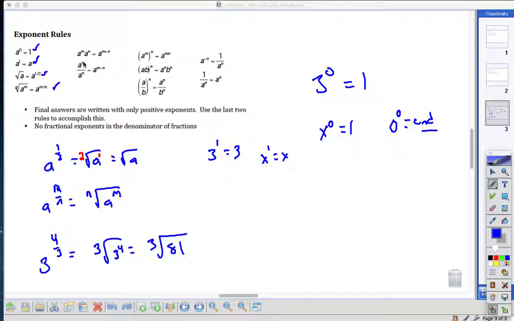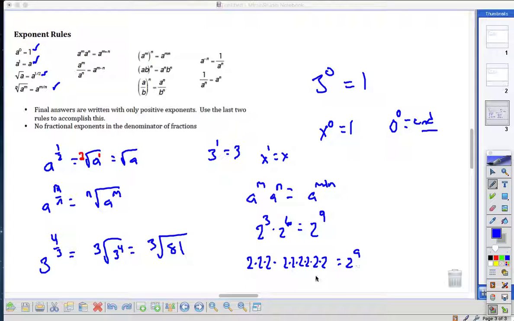Okay, the next set of rules you should know already. So we've got a to the m times a to the n, and the rule is you simply add the exponents. So if I have 2 to the 3rd times 2 to the 6th, this is going to be 2 to the 9th. We just add 3 plus 6. And the reason this works is because this is saying that I have 3 2's, and this is saying that I have another 6 2's. And when I multiply these together, in total I have 9 2's, because I'm simply adding up how many 2's there are. So we can add the exponents in this case.